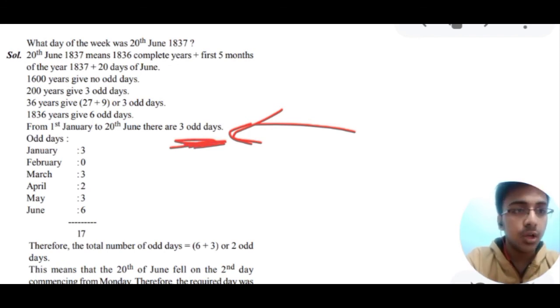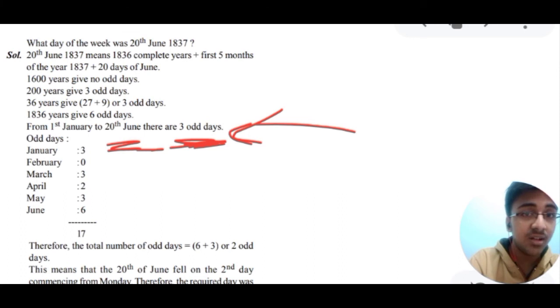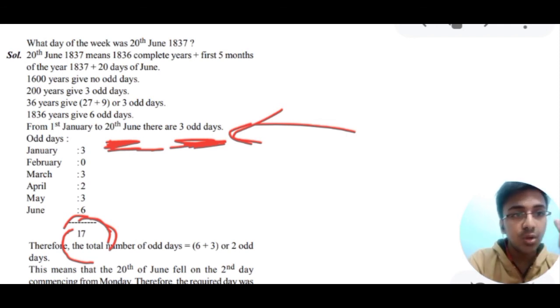So we have 3 odd days. Now January has 3 odd days. How do we know? 31 divided by 7 gives a remainder of 3, because it's 28 plus 3. February has 0 odd days. We know 28 divided by 7 is 0. March has 3, 31 divided by 7, same concept. April has 2, 30 divided by 7 has remainder 2. May again 3, and in June we have completed only 20 days. So 20 divided by 7 gives a remainder of 6, and the total number of odd days will be 17.